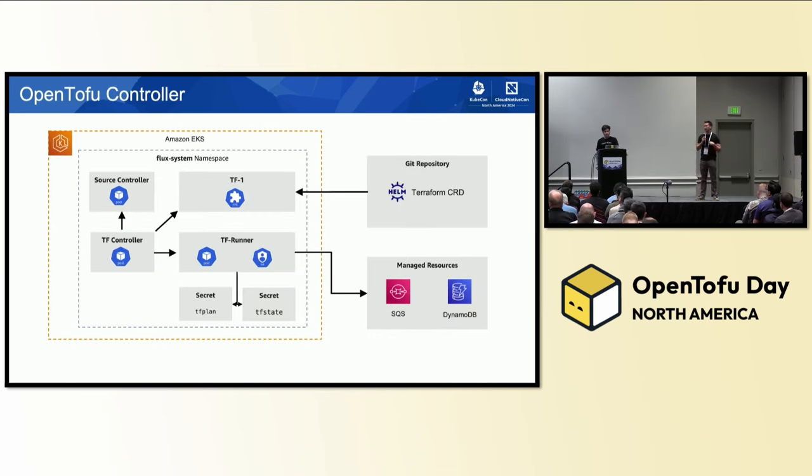OpenTofu controller is a controller from Flux, and it enables you to apply Terraform or OpenTofu code from within your Kubernetes cluster. How it works is it creates a new custom resource inside of your Kubernetes cluster, so you can create new kinds of objects. When you create such an object, the controller will run a TF runner that will apply your OpenTofu module, creating the infrastructure and saving the TF state, for example, in a Kubernetes secret in the namespace where it is running. So this is a way for you to apply it from within Kubernetes as well.